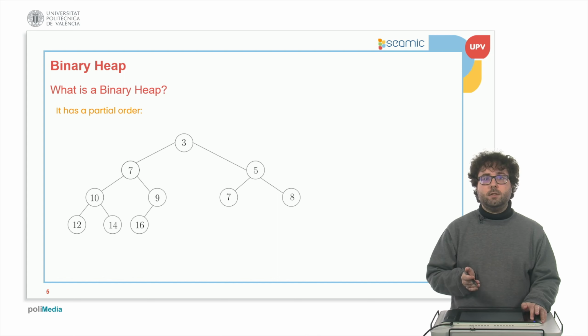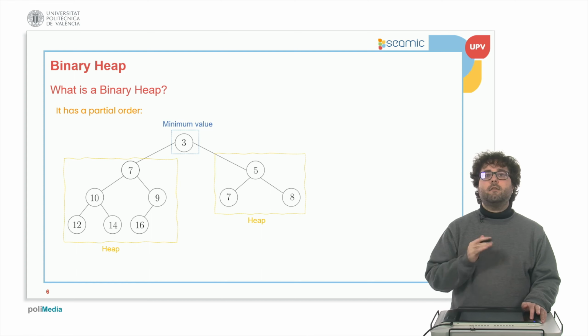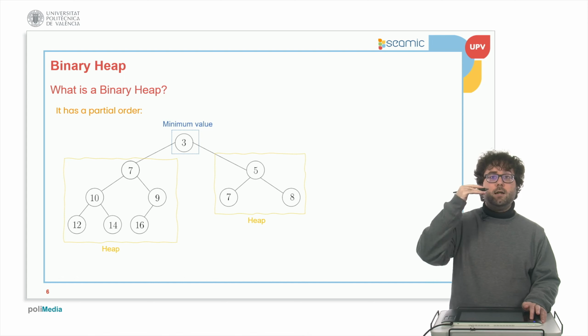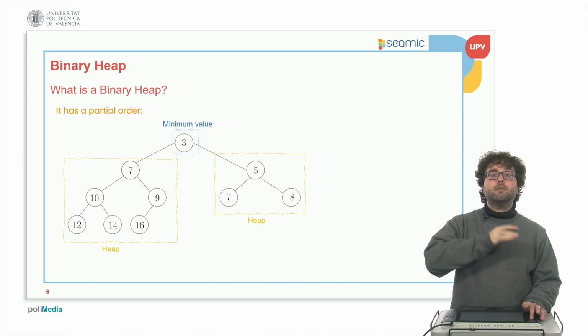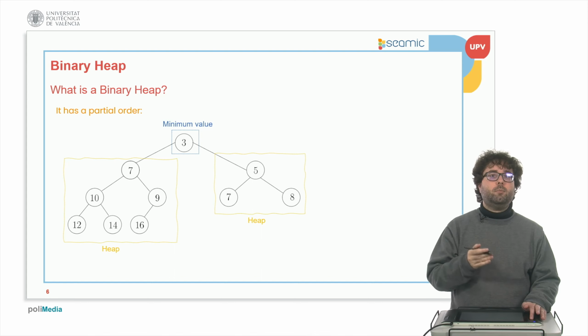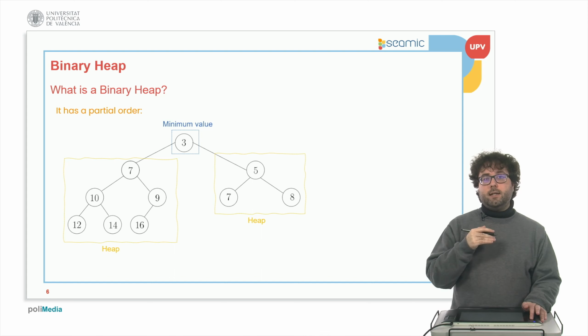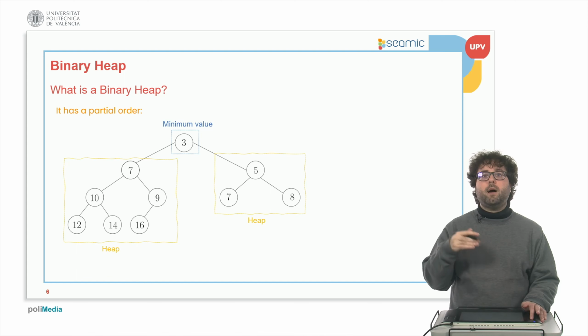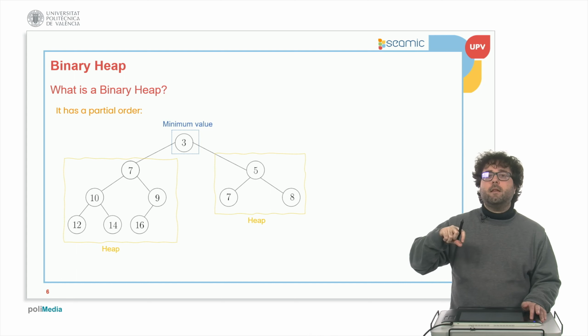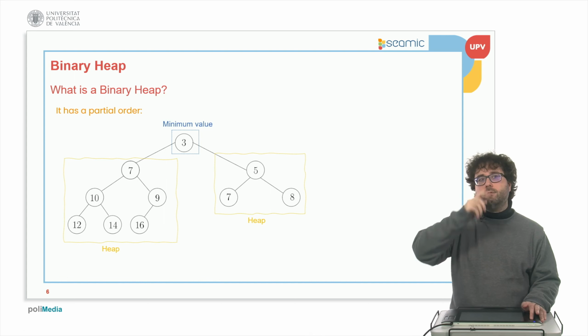Regarding the partial order, we are going to consider two characteristics. The first one is that the minimum value of the tree is always placed at the root, and also that each subtree maintains the heap properties. In this case, we are considering the minimum value at the root because we are going to work with what are called min heaps. There's also its counterpart, the max heap, which has the complementary property of having the maximum value at the root of the tree.